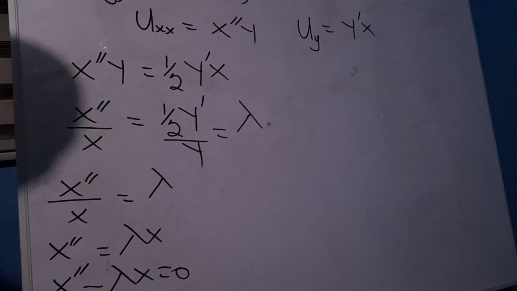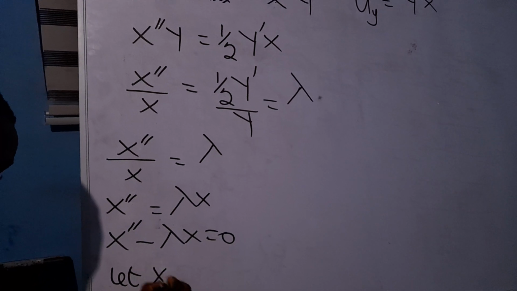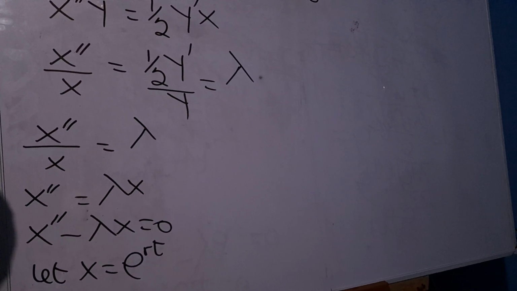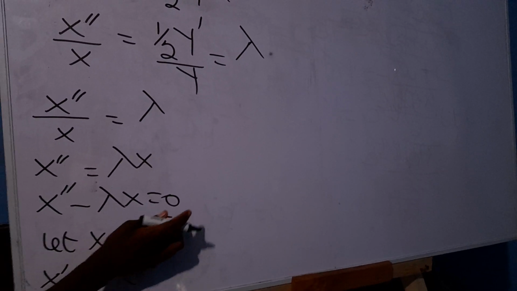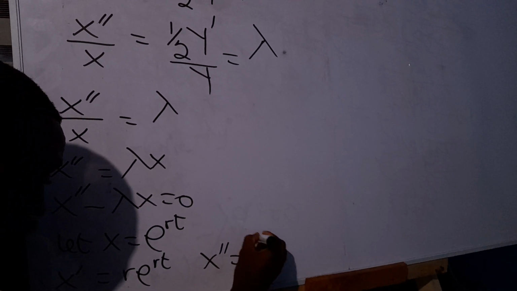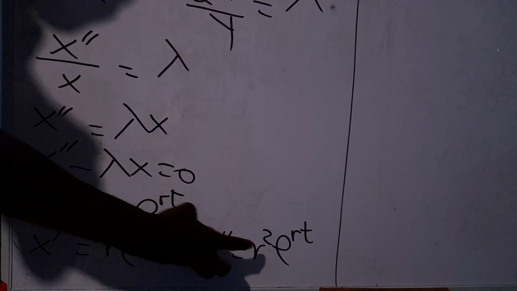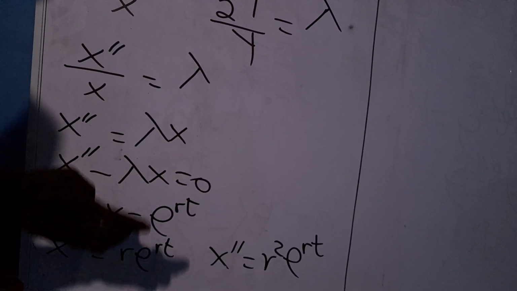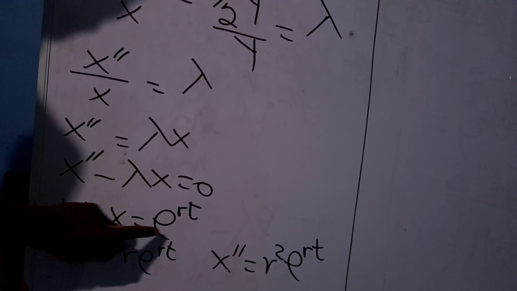Now, we know that we let X be equal to e exponent r t. What happens? When we have X prime, we get r e exponent r t, that means we are differentiating this with respect to t. Then our X prime prime will be equal to r squared e exponent r t. So now we substitute this into our ordinary differential equation. In place of X prime prime, we substitute that, and in place of X, we substitute this.